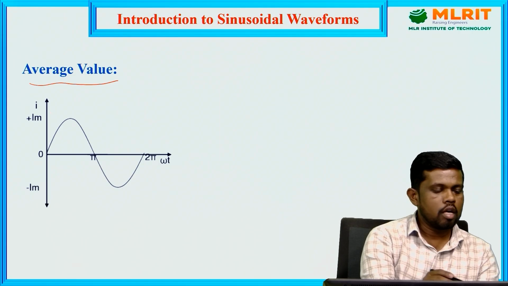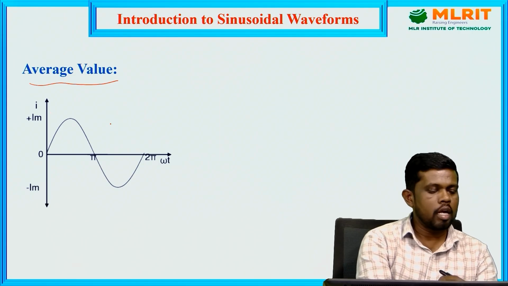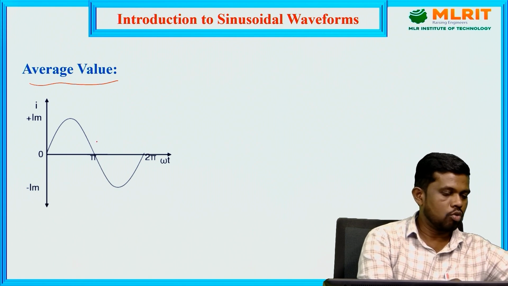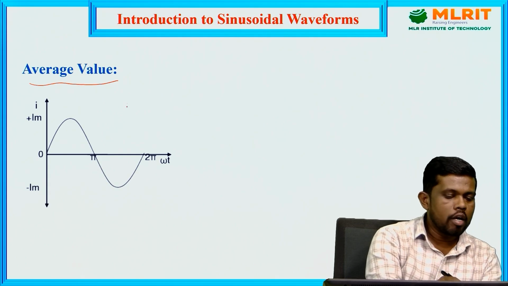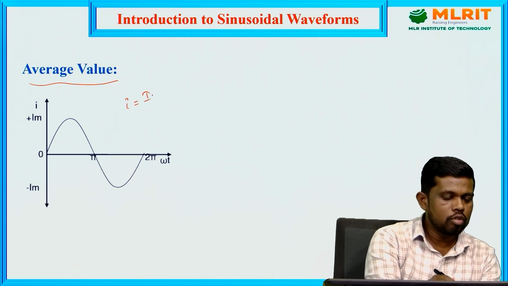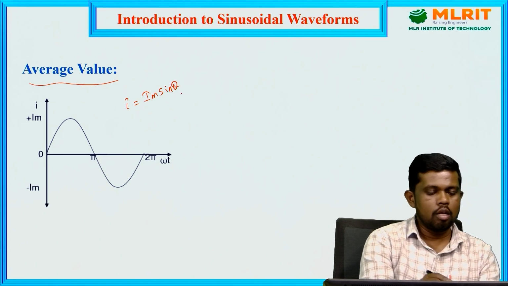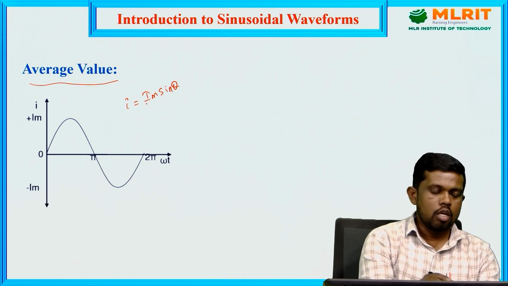Here let us consider a sinusoidal waveform, and we would like to find its average value. Suppose we take the current. The current in terms of the instantaneous value, which we mention in small letters, is i equal to Im sin theta. We have already discussed that in the beginning session. So we need to find the average of this one.